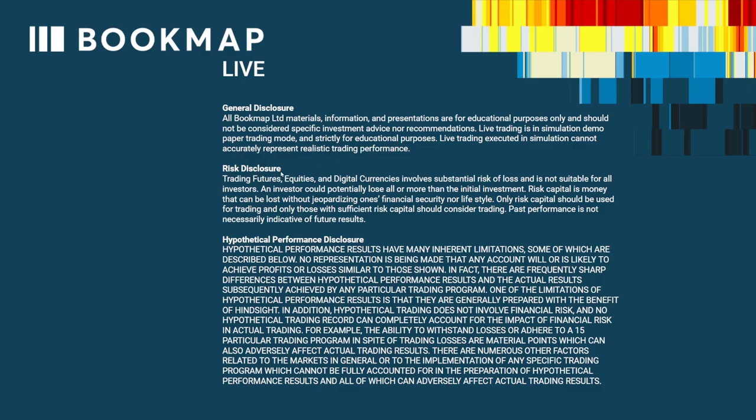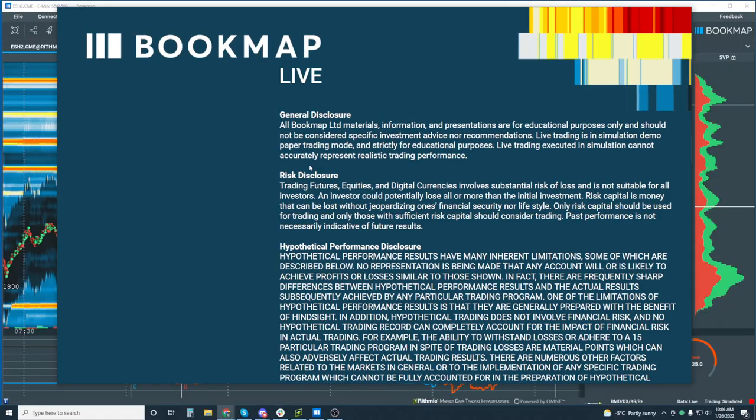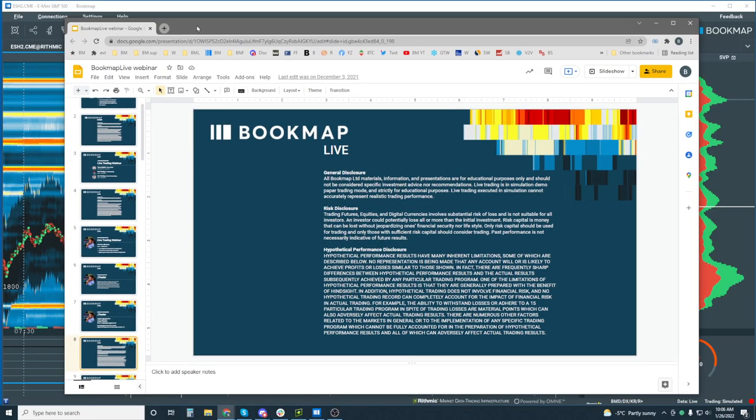Let's go through the risk disclosure as well. Trading futures, equities, and digital currencies involves substantial risk of loss and is not suitable for all investors. An investor could potentially lose all or more than the initial investment. Risk capital is money that can be lost without jeopardizing one's financial security nor lifestyle. Only risk capital should be used for trading, and only those with sufficient risk capital should consider trading. Past performance is not necessarily indicative of future results. Okay, so anyway, those are the disclosures, so please understand what you're getting involved with here. It's for educational purposes only.